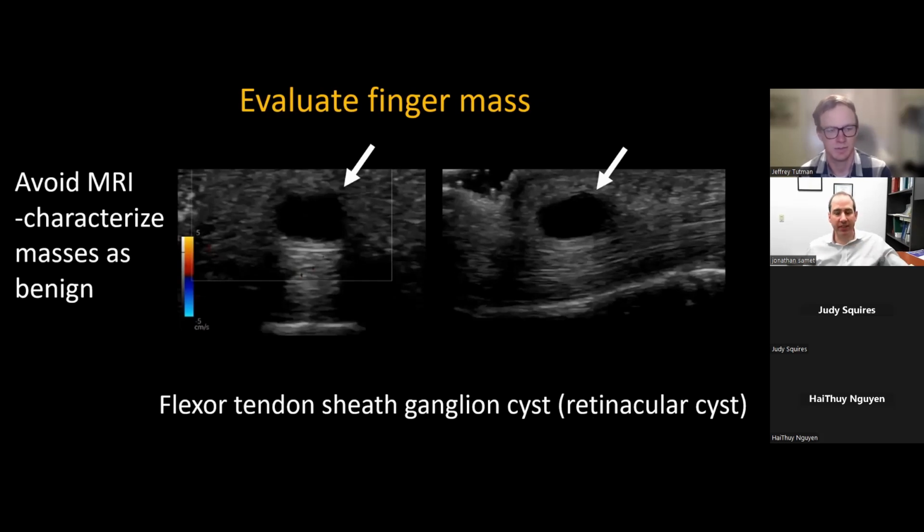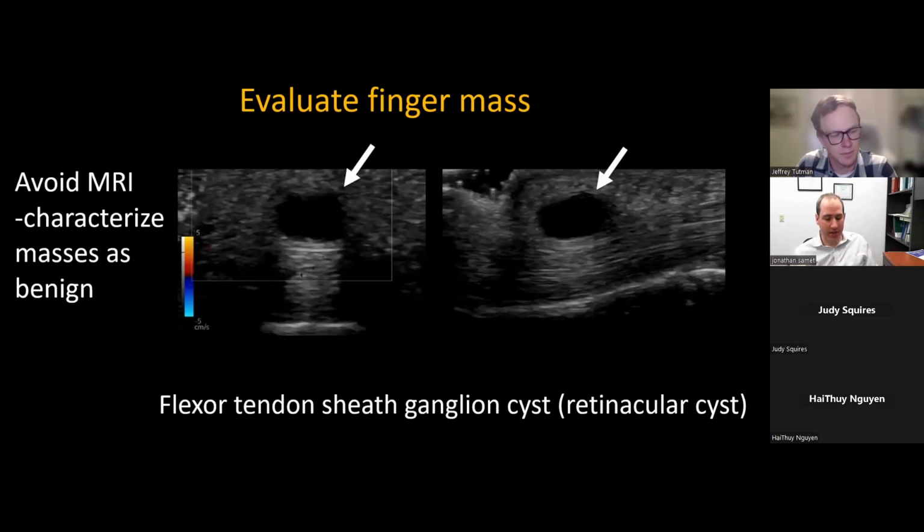How about finger mass? Very common to get lumps and bumps. This is just an odd one. It's good to have seen this. So the flexor tendons have tendon sheaths, of course, and sometimes you get a little tiny, probably micro tear, and fluid will seep out of the tendon sheath, and you get what's called a retinacular cyst or a flexor tendon sheath ganglion cyst. What's funny about these is it just looks like a weird thing. It looks like a cyst sitting on top of the tendon. If you haven't seen it before, you can't really explain it. Why is there a cyst just randomly there?